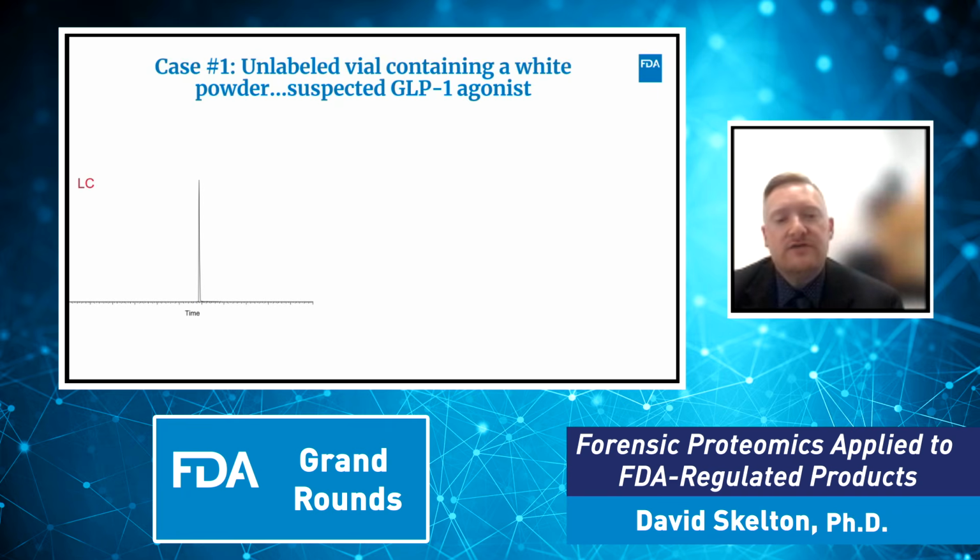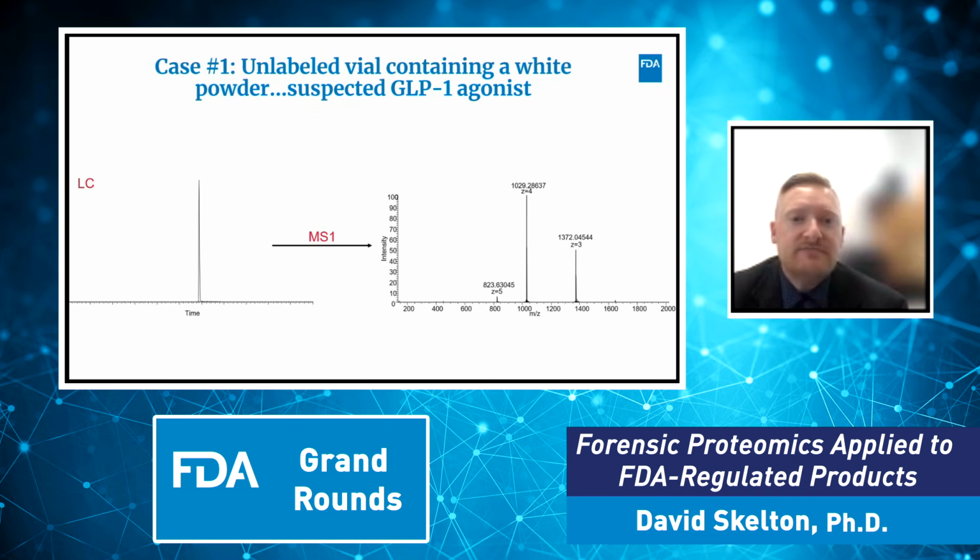When we ran it on our LC-MS system, we saw only one peak eluting from the chromatography, indicating we only had one peptide present, and the corresponding mass spectra obtained. Each of the ions listed here are the same peptide, just at different charges. So the 1029 is the peptide with a charge of 4, denoted by the letter Z there. And the 1372, it's the same peptide, only now with a charge of 3 instead of 4.